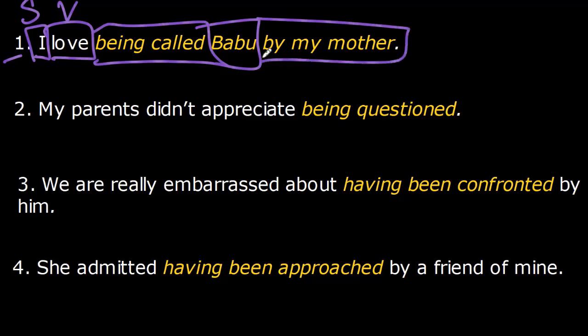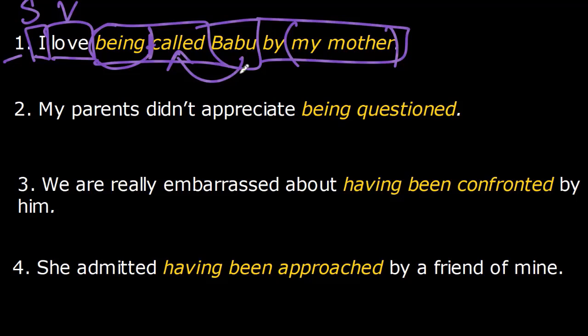By my mother. So this entire thing is my passive gerund phrase, where being called is my gerund: being plus past participle called. Babu is the object of the gerund. I love being called what? Babu. By whom? By my mother. So this is the doer of the action, but we're not focusing on the doer, we're focusing on the receiver, which is I here, me. So I love an action that somebody performs upon me. I love receiving an action here. I love being called Babu.